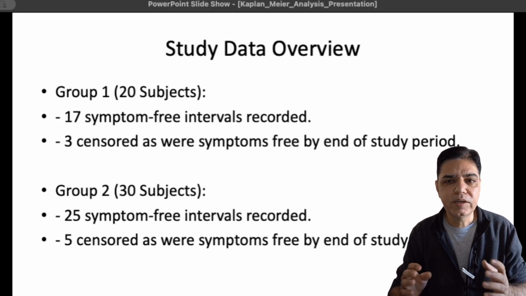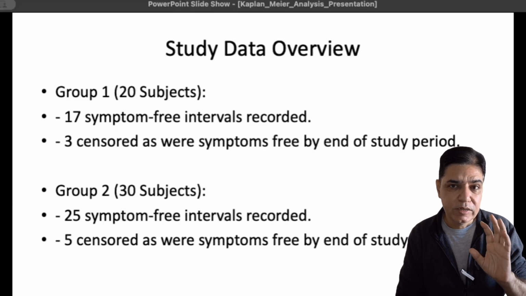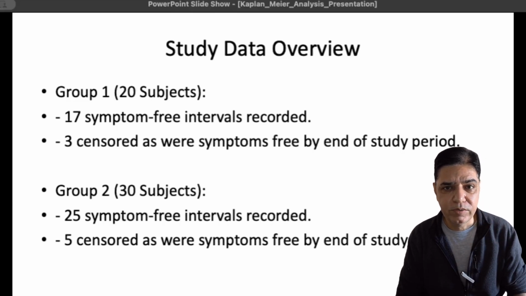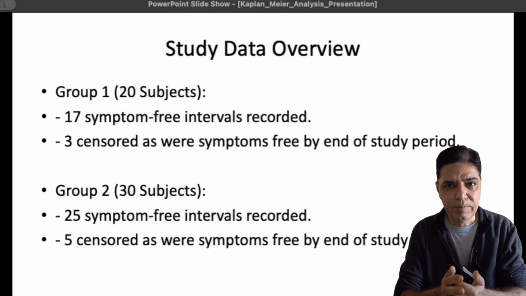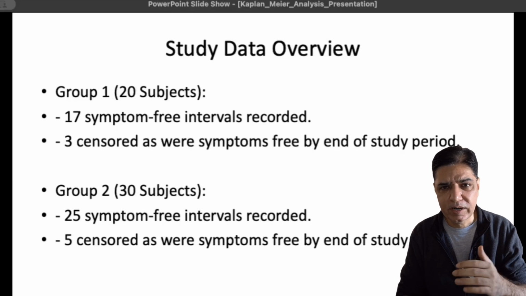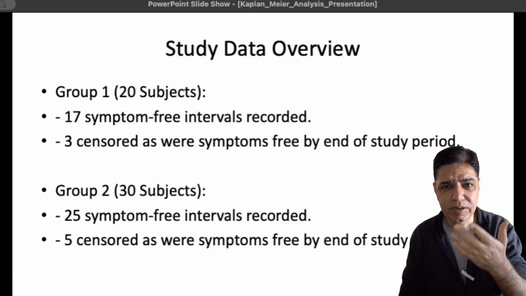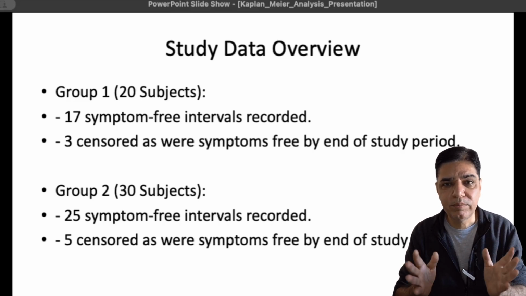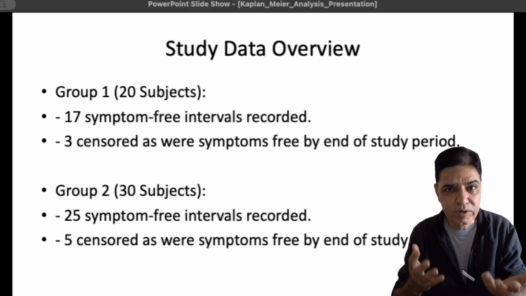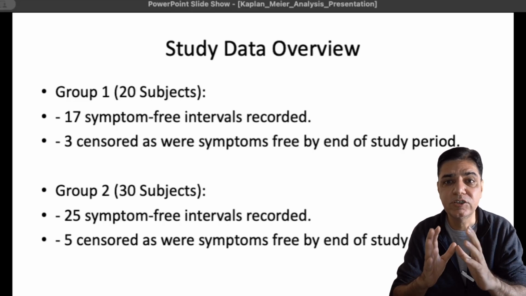So by the end of the study, we found out that group 1, in which we had 20 children who had Montelukast every day, 17 of them came back after some time. Okay, we've got the data, like somebody had a symptom-free interval of 30 days, some had 40 days, some had 90 days, while 3 were symptom-free by the end of the study. They didn't come back, okay, because they were symptom-free. They did not have any acute exacerbation, so that's why they didn't come. So we call that censored data.